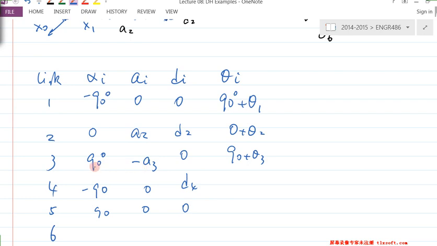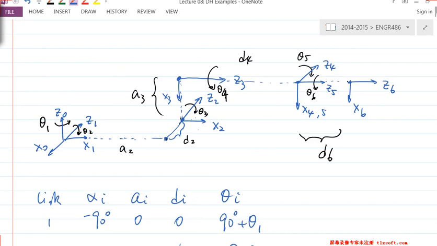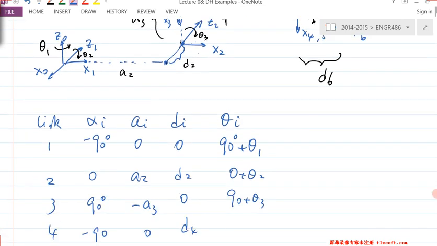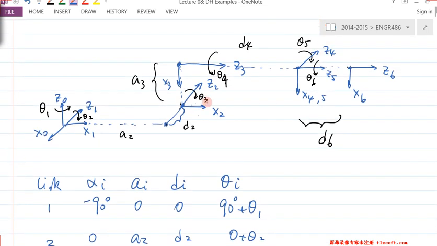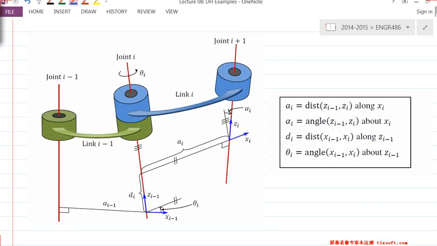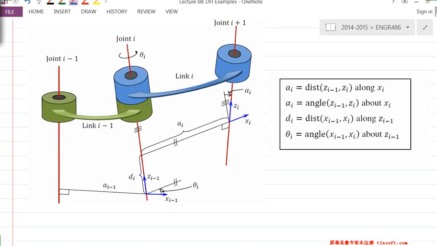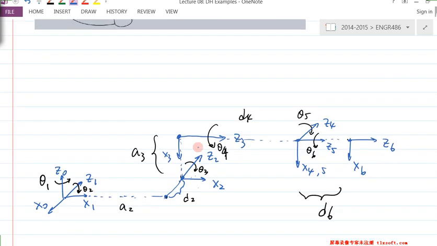Here? You mean this number? From Z2 to Z3 and I makes 3. You mean this number here? Yeah. So alpha 3 is, what is alpha again? It's between z2 to z3 about x3. This is about x3. So x3 is going down, right? Looking upward, that's x3. And then z2 that way, z3 this way.